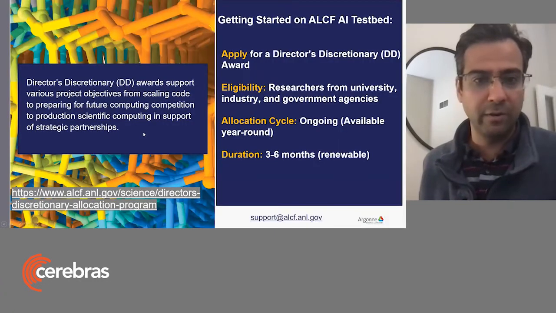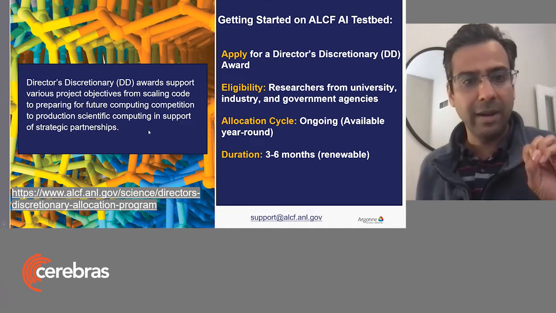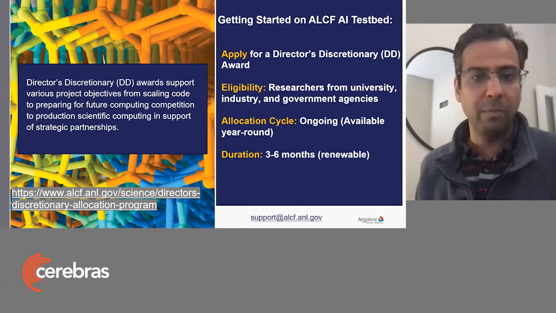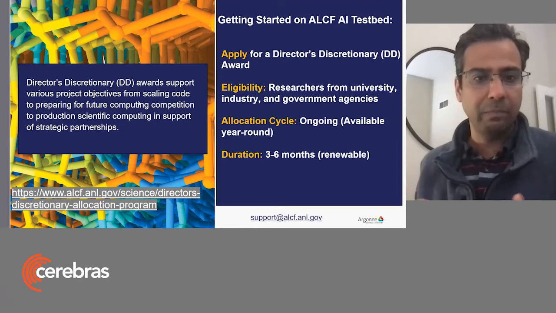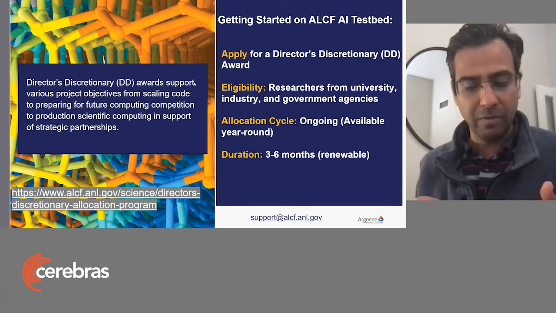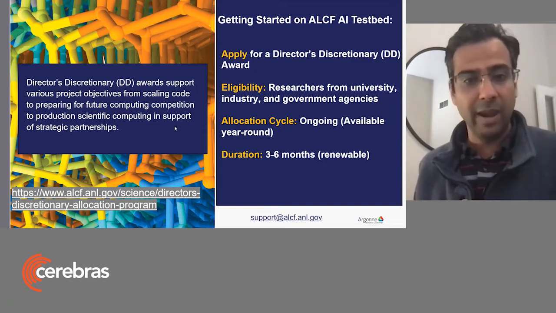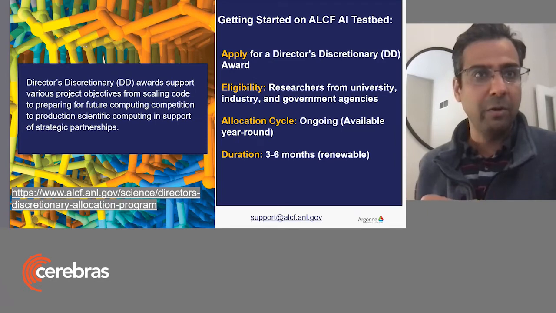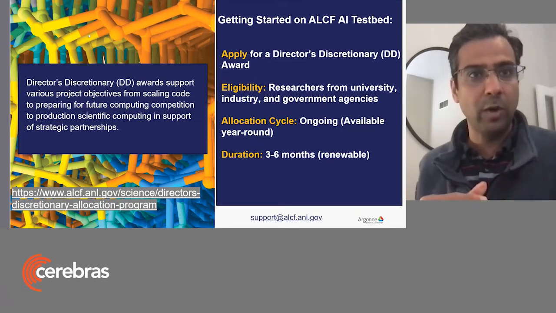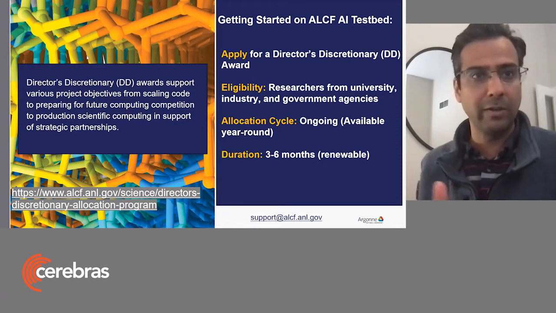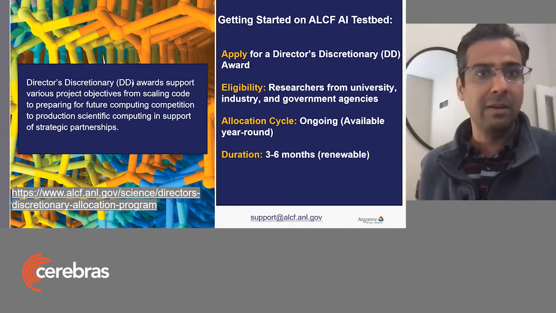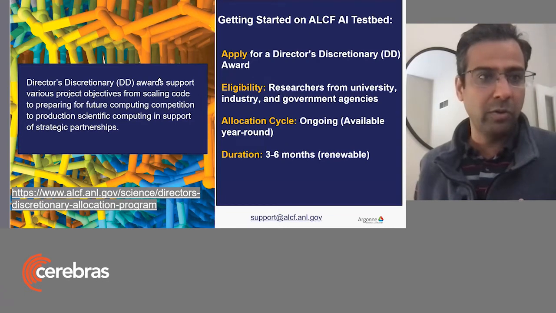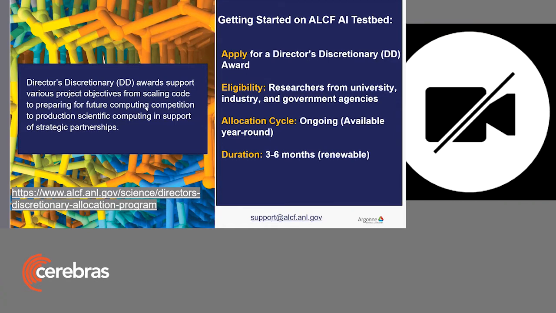So the Cerebras and Sambanova systems are available for allocations, and I'll next talk about how someone could get access to it. So if you click to the next page, at ALCF, we have the Director's Discretionary Award that provides you with access to the systems. You can apply for this on an ongoing basis, so we don't have any deadlines. We usually have a turnaround of 2 to 3 weeks from when you apply to making a decision and getting you going. So as and when you're ready to run on a system, we welcome you to apply. The duration for allocations is 3 to 6 months, and we constantly renew them as well, based on progress that you've made on an ongoing allocation.